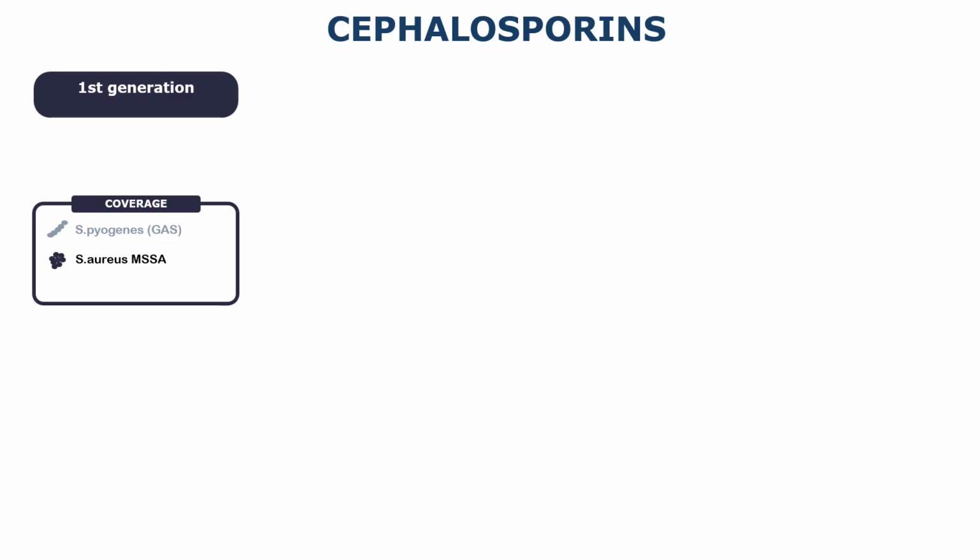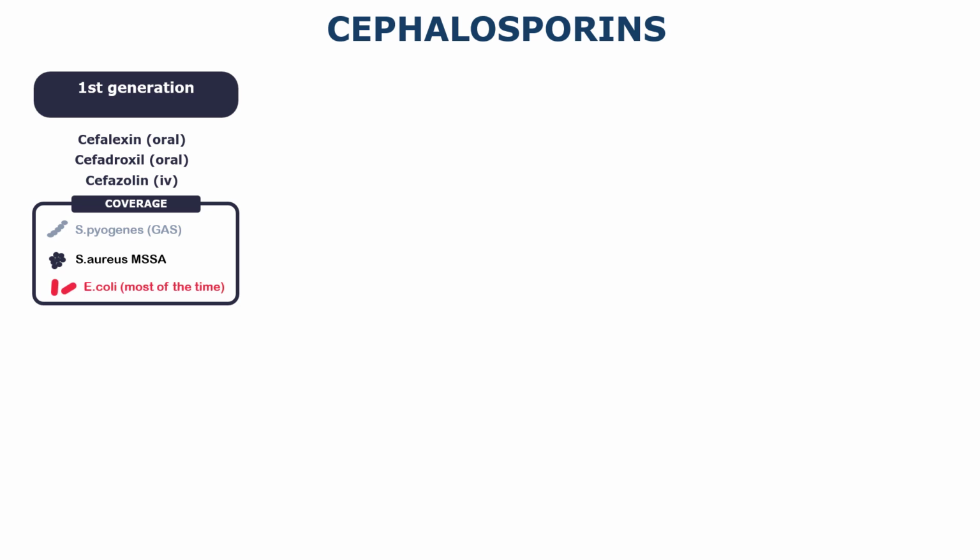The ones that are most commonly used are cefalexin and cefadroxil, which are administered orally, and their intravenous counterpart is cefazolin. The main difference between first-generation cephalosporins and antistaphylococcal penicillins is that the former have a somewhat broader spectrum of activity. Cephalosporins do have at least a modest gram-negative coverage. In short, they cover E. coli most of the time.